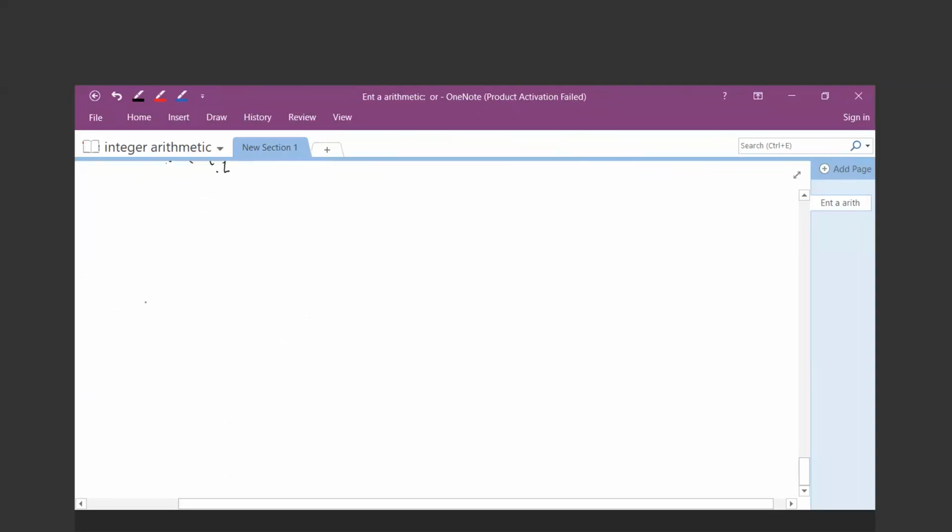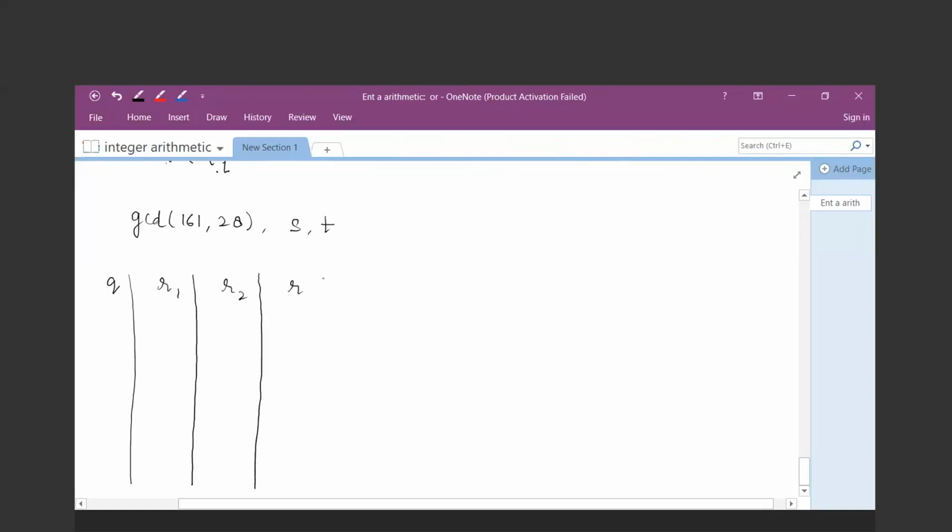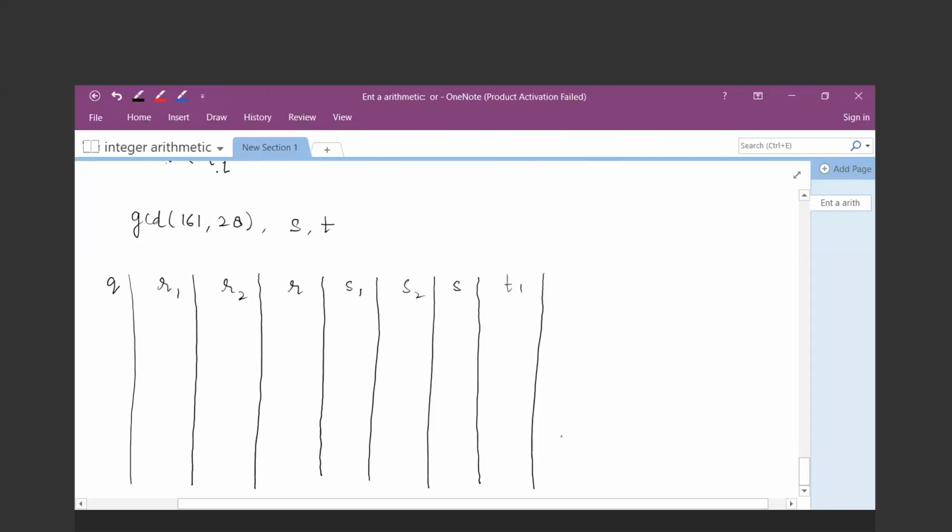So by using the same technique, we have to find out the GCD of 161 and 28 with value of S and T. There are more entries as compared to the previous algorithm in the table. The first one is quotient, then R1, R2, R, S1, S2, S, T1, T2, and T.